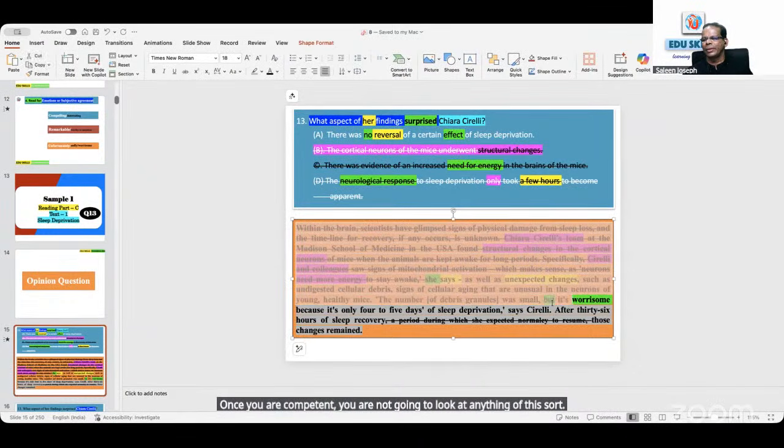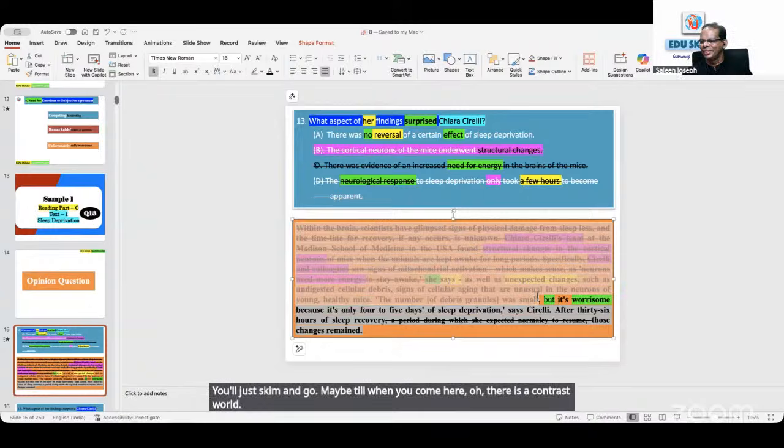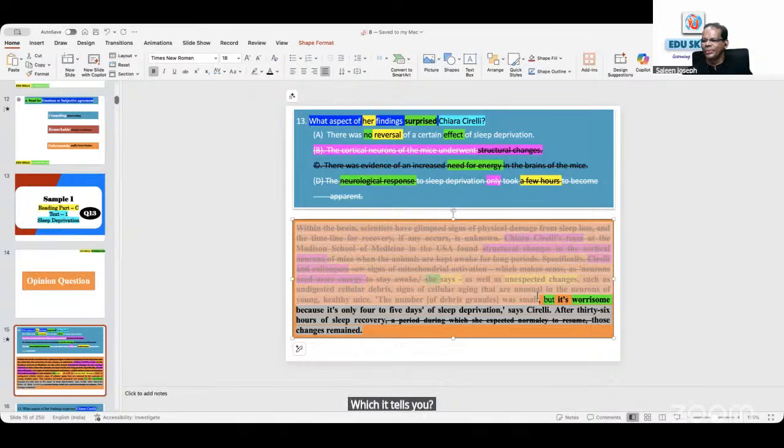You'll just skim and go, and when you come here, oh, there is a contrast word, which tells you the house is here. After that contrast word is the answer. Maybe someone is going in search of Nitya Binil's house. Nitya Binil said it is just opposite the petrol pump. As you see the petrol pump, you will stop, right? Like that way, the contrast word is a very strong signal. It says, now next is the answer here. It's worrisome. Soon after, but what word is there?